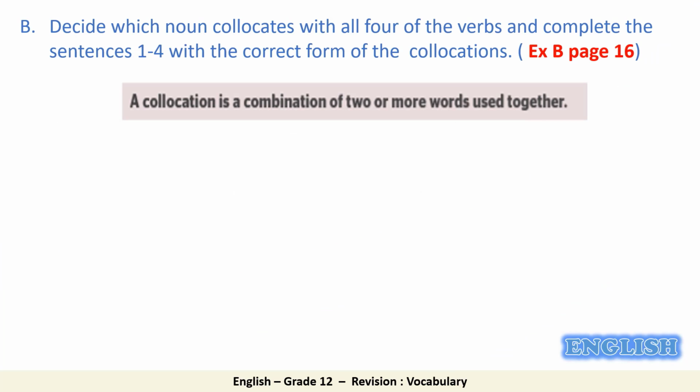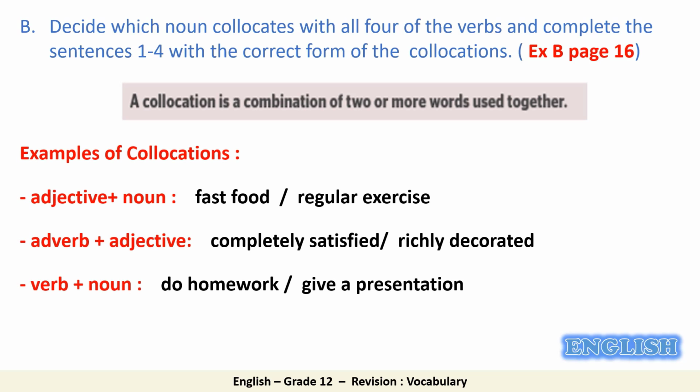In our first activity, we will decide which noun collocates with all four of the verbs, then complete the sentences 1 to 4 with the correct form of the collocations. First, let's try to remember what the word collocation means. It is a combination of two or more words used together. Here we have some examples of collocations, like adjective plus noun: fast food, regular exercise; adverb plus adjective: completely satisfied, richly decorated; verb plus noun: do homework, give a presentation.